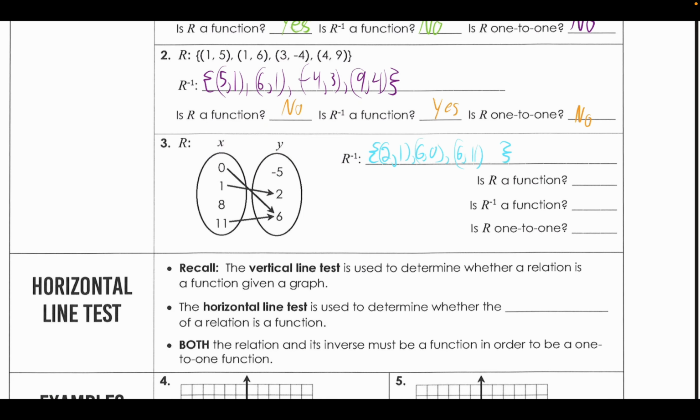And is the original a function? Yes. None of the x values repeat. Is the inverse a function? No. The 6 repeats. And so is it 1-to-1? Also no. So all 3 examples we did were not 1-to-1.